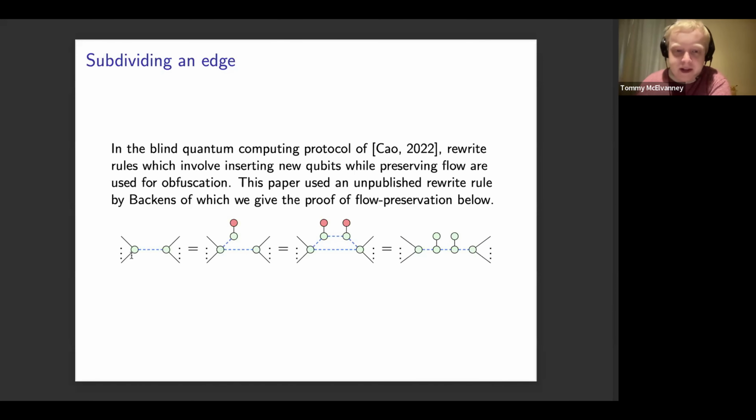And so what we can do is if we insert two Z measured qubits as done here, and then we pivot along said Z measured qubits, we obtain the right hand diagram. And yeah, this was used by Xushang to hide the connectivity of qubits by sending certain qubits to one server and certain qubits to another server, so that their entanglement isn't completely obvious.